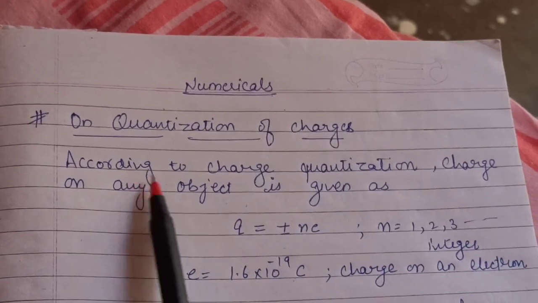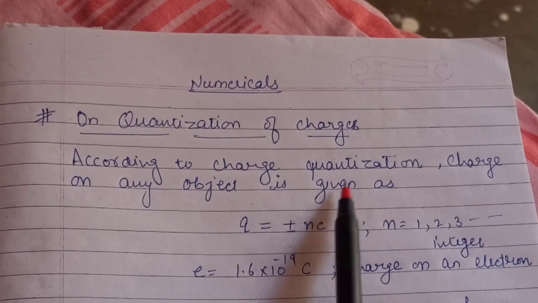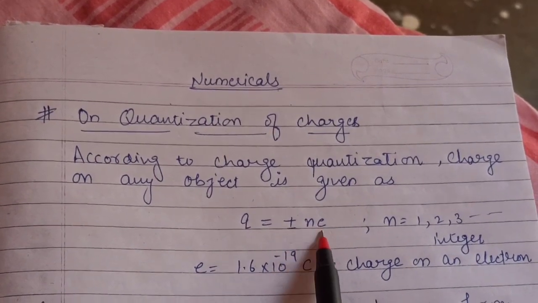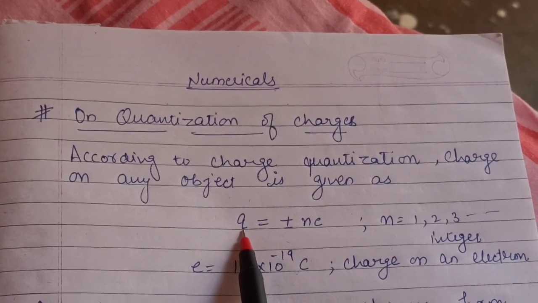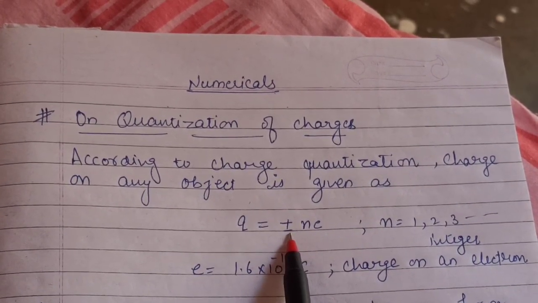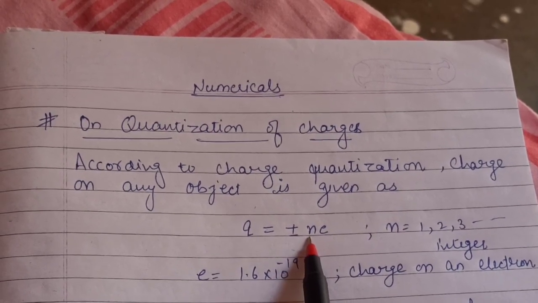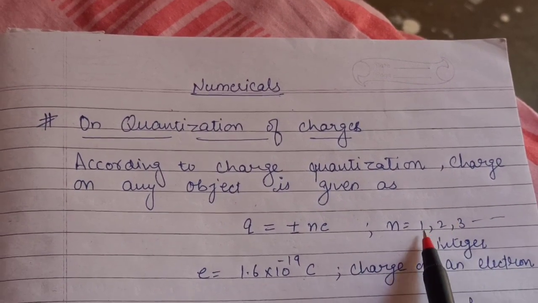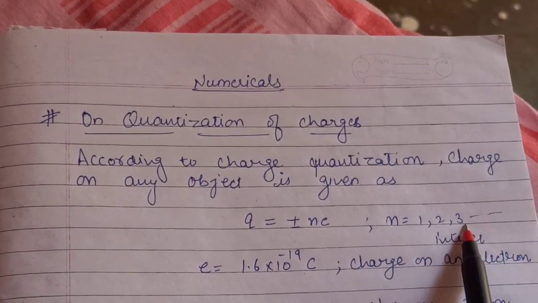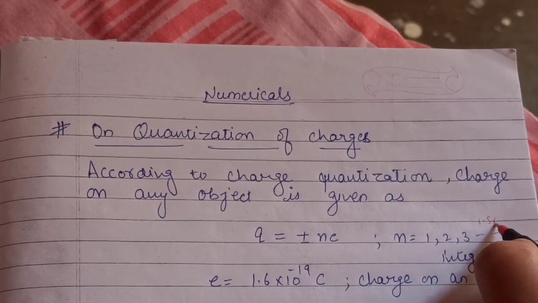As you know, according to charge quantization, charge on any object is given as Q is equal to plus minus N E. Here Q is charge on an object. Plus minus indicates the charge could be positive or it could be negative. And n is an integer. Its value varies from 1, 2, 3 and so on up to infinity. It should not be a fraction, means इसकी value जो है वो points में नहीं होनी चाहिए.